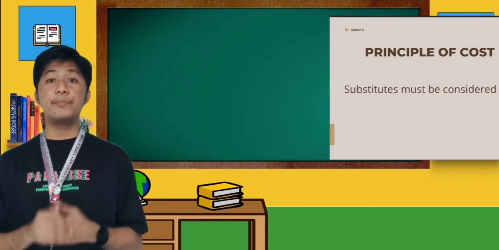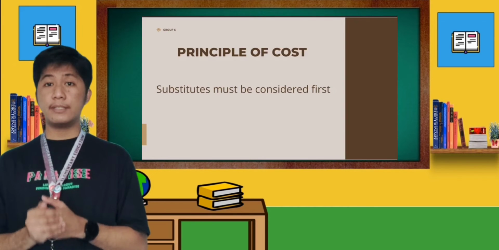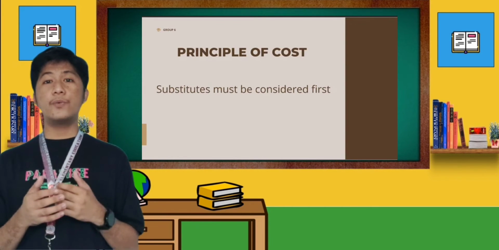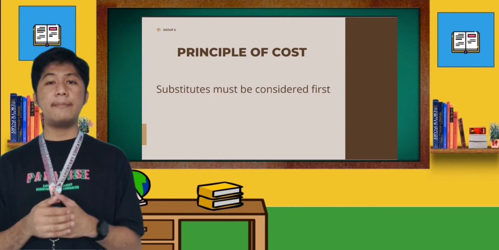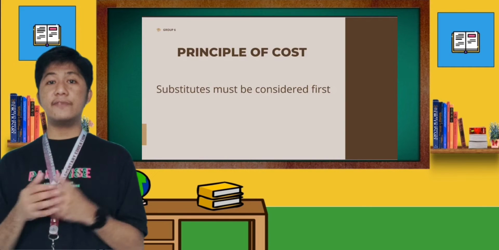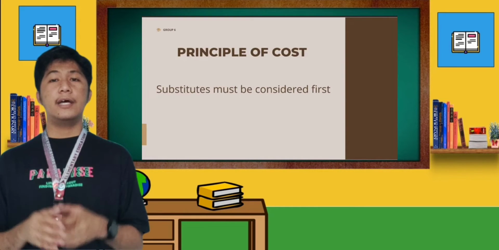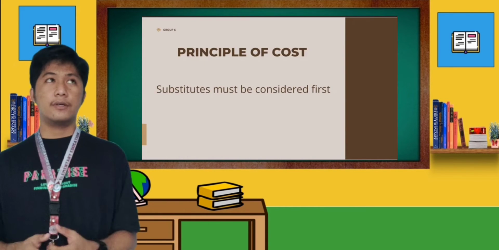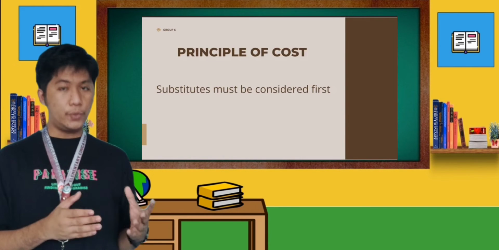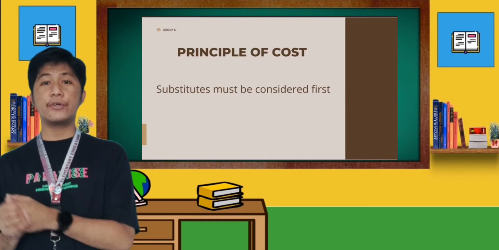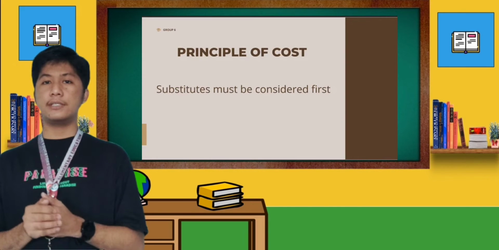Next principle, we have the principle of cost. From the principle of cost, it says that substitutes must be considered first. So, from its very word again, principle of cost. The goal of using instructional materials is to provide efficient tools for the students. So, you must find other alternative materials if the materials that you will be using are quite expensive. Since I know we are all aware that there are still schools or places in our country that are not so developed. Therefore, we have to take that into consideration as well.